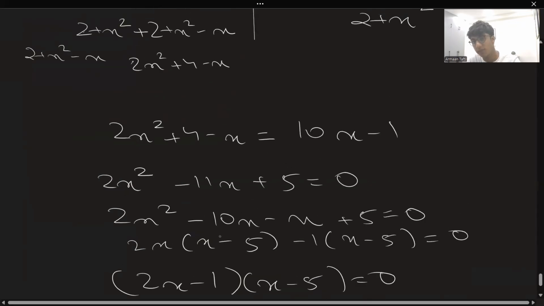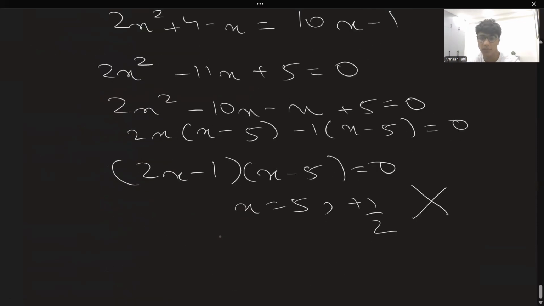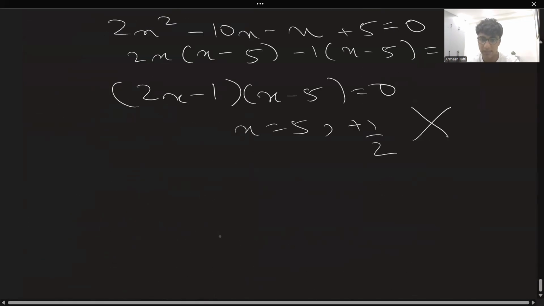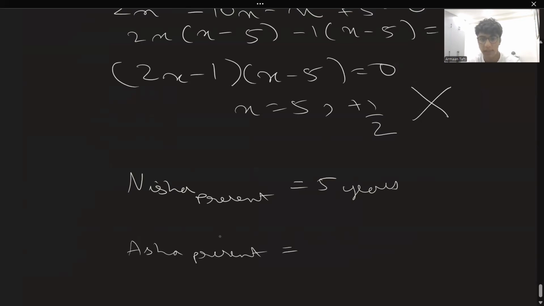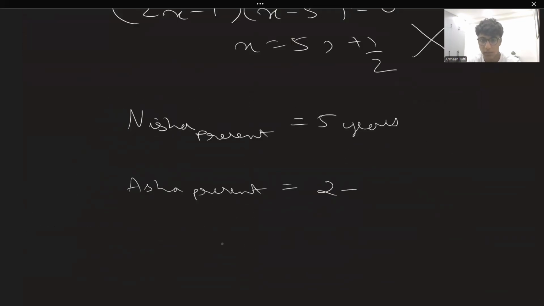However, can an age be a fraction ever? They've told us it's in years. So the age 1 by 2 is rejected because it's a whole number of years. So that means the present age of Nisha is x, which equals 5 years old. And Asha's present age is what we said, 2 plus x square. So it's 2 plus 5 square, which equals 27.